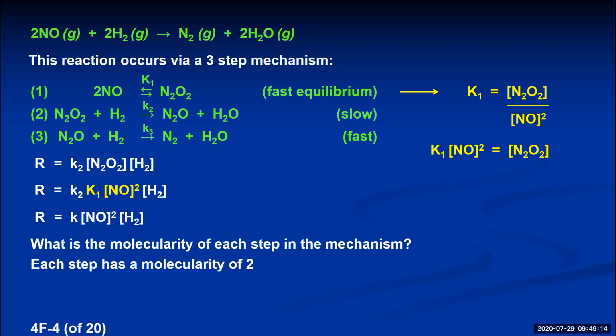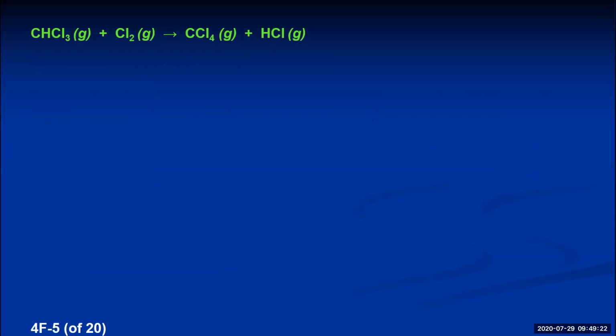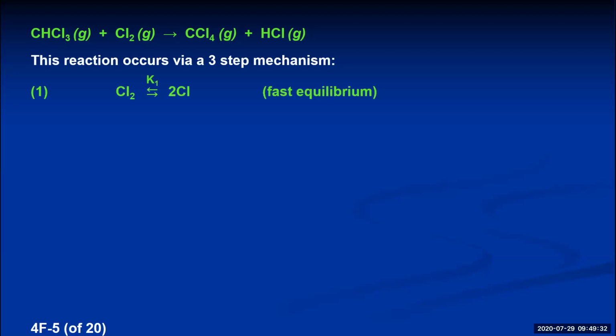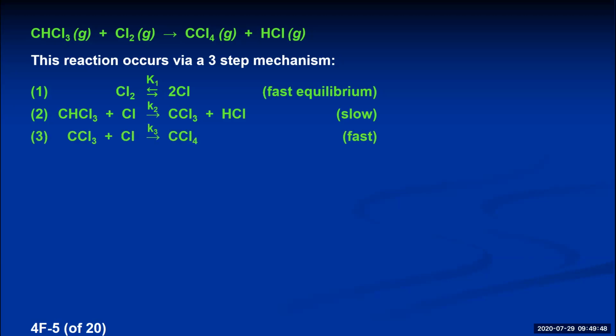And when you get the rate law, then you can explain the orders of each of the reactants and the overall order. Let's try this process again. The reaction of CHCl3 with Cl2 forms CCl4 plus HCl, and we've determined experimentally that this reaction has a three-step mechanism. First step is a fast equilibrium where chlorine molecules are decomposing into chlorine atoms. Second step is CHCl3 reacts with a chlorine atom to form CCl3 plus HCl. And the final step is CCl3 plus Cl forms CCl4.